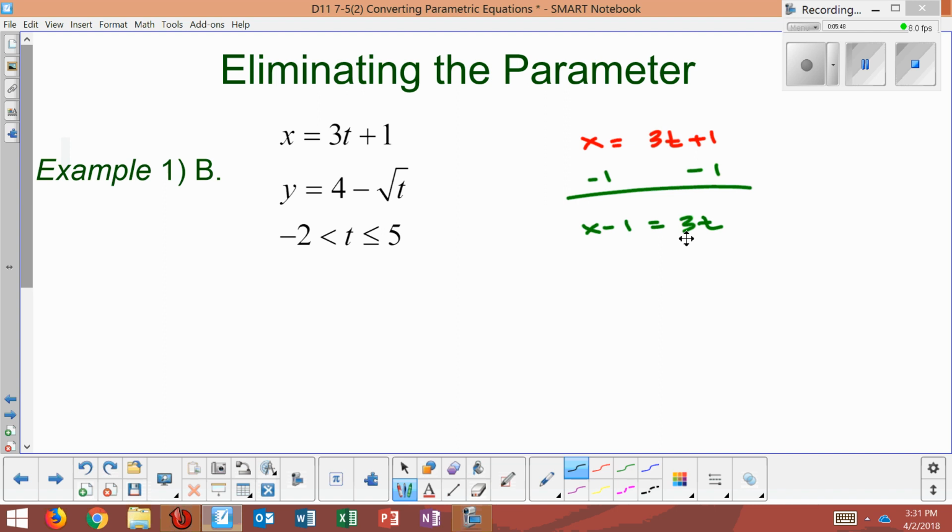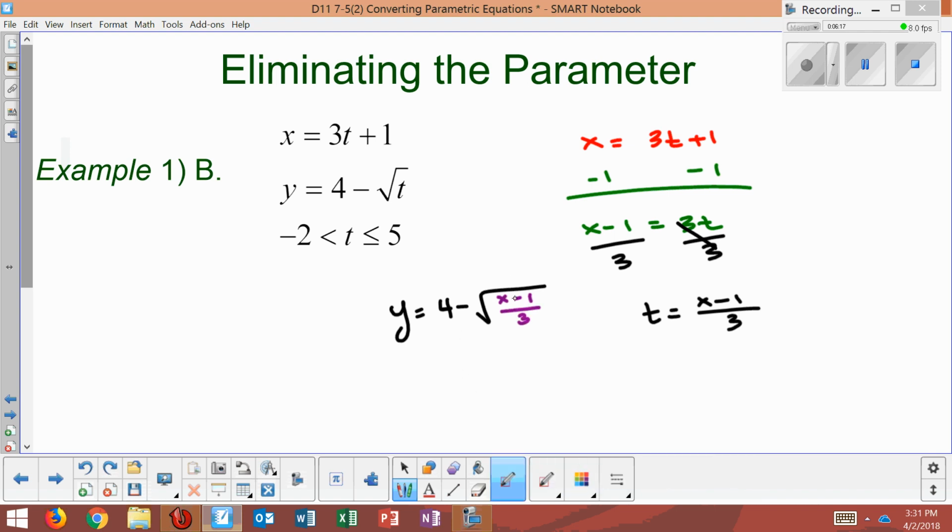Next step is I'm going to divide by 3. Now I know that this is t. So t equals x minus 1 all over 3. Once I have what t equals, I plug it into the other equation. So my other equation was with y, so it's y equals 4 minus the square root, and instead of t, I substitute in x minus 1 all over 3. Now I don't think I can simplify that, so this right here would be my equation.